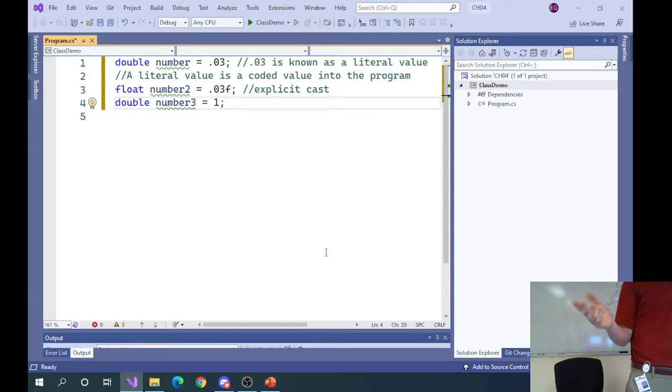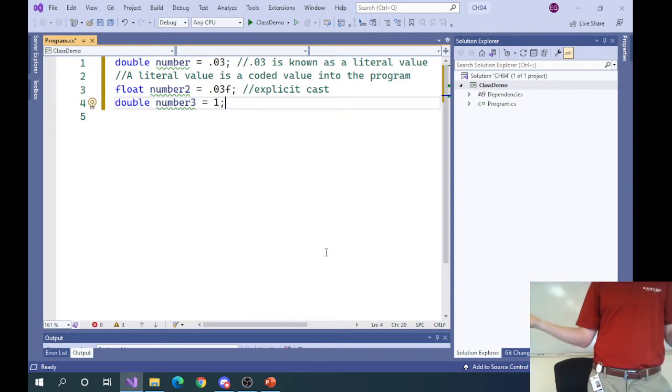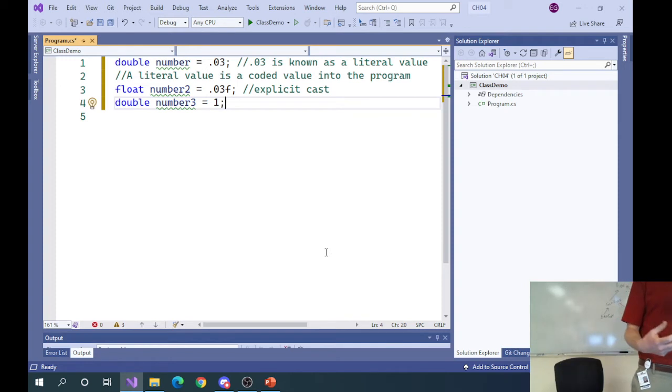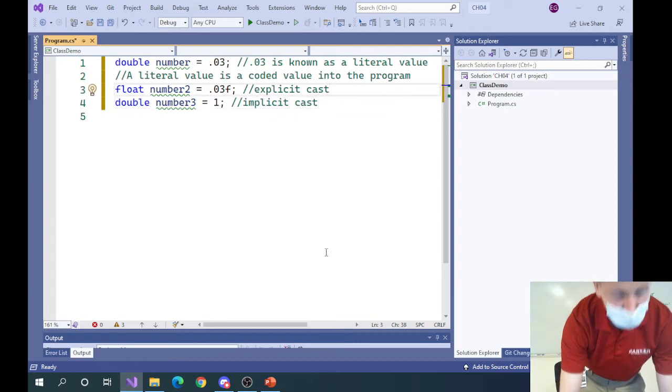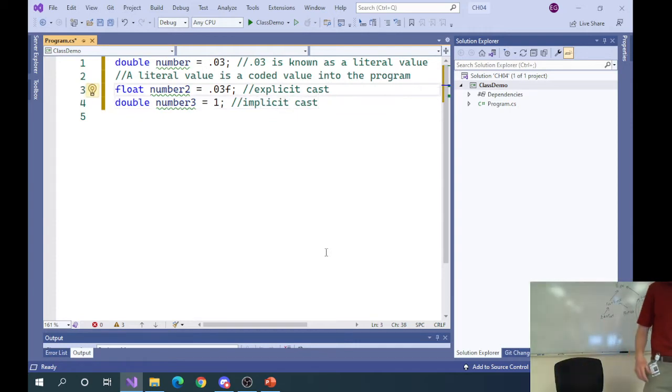Okay? Rules of thumb: narrowing conversions, anytime there might be data loss, you're probably going to have to perform a cast. Anytime there's really no worry about data loss and it's a widening conversion, there's probably an automatic cast happening for you. Okay, so this might be an implicit cast. Explicit means you code it, implicit means automatic.